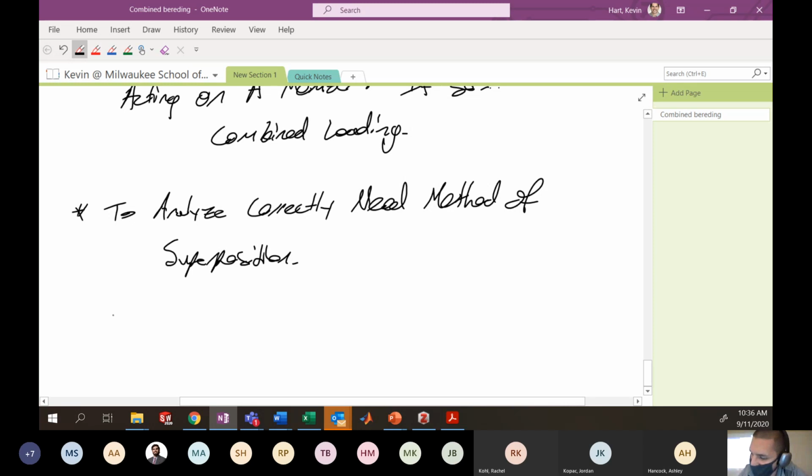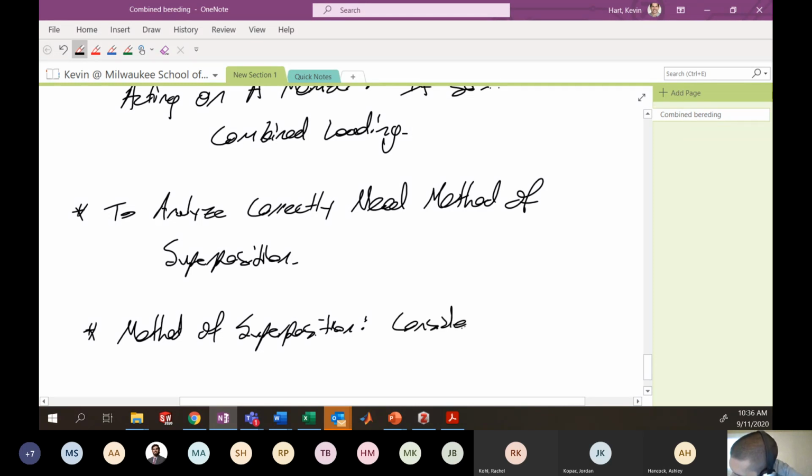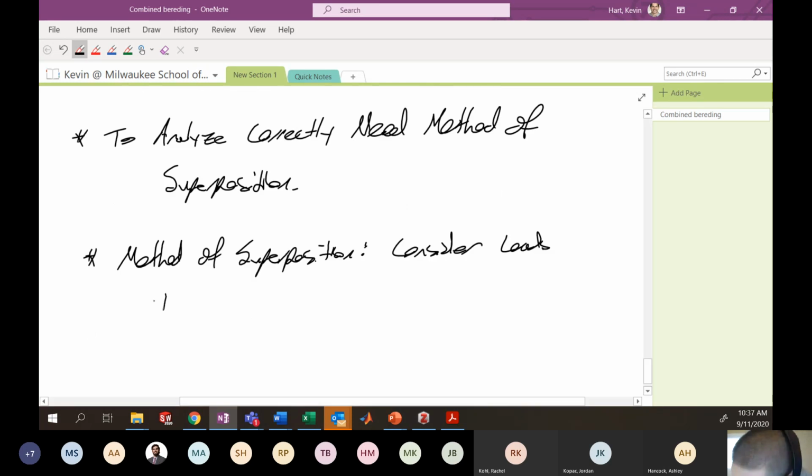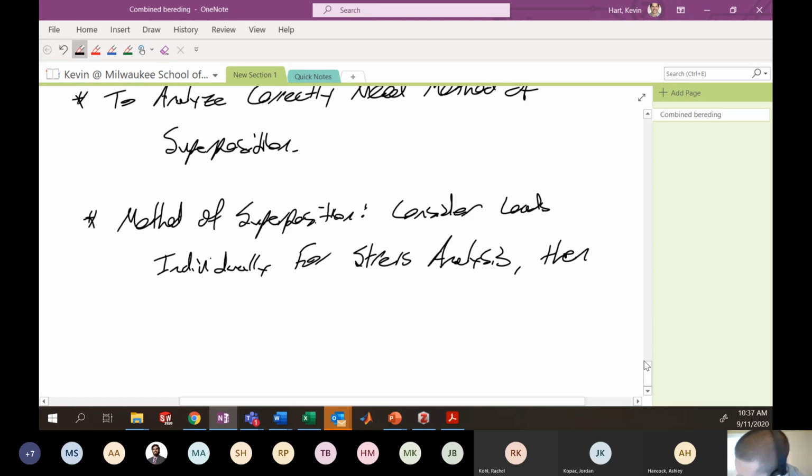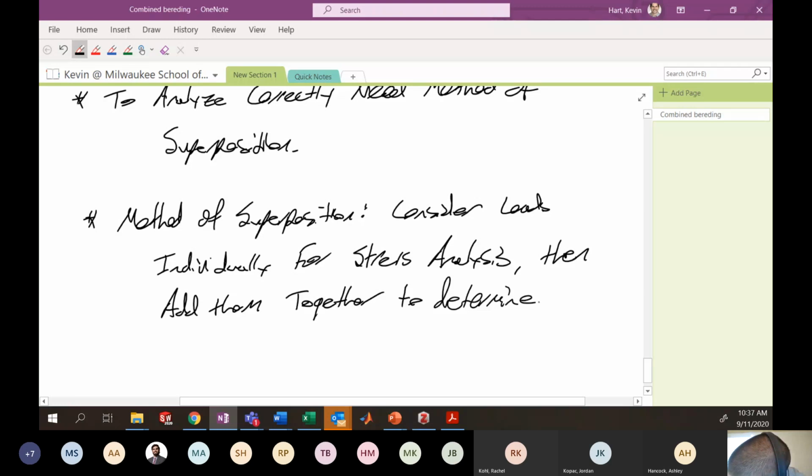So the method of superposition basically says that you can consider loads individually for stress analysis, then add them together to determine the full stress state.